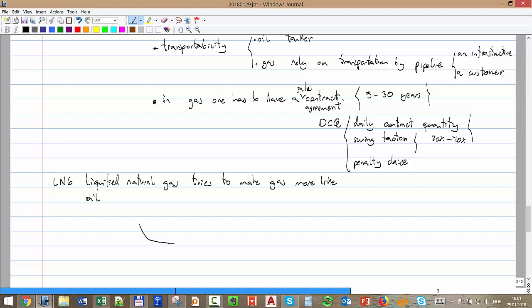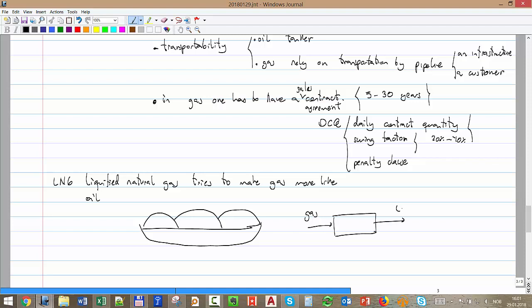Maybe you have seen it in the news, something that has a shape like this. And that's an attempt to put gas in a tanker and then to be able to sell it any place. The problem is to make this process, first to take the gas and to make it into LNG. It looks like a very simple box, but it's a very complicated process.